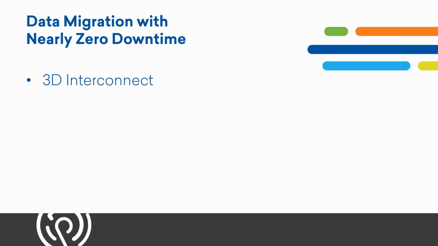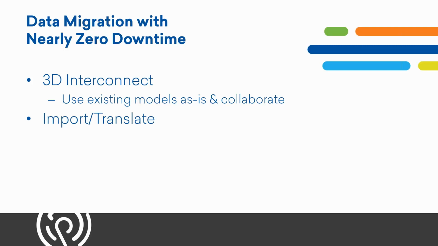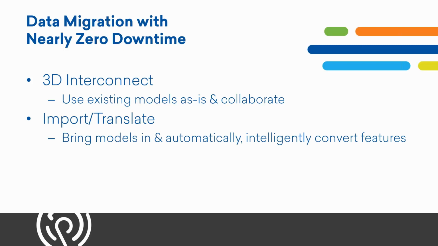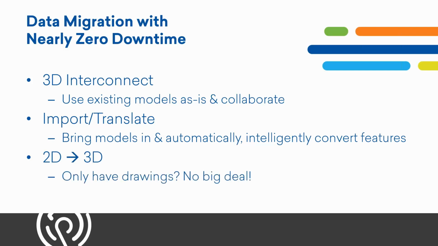I'm going to start by showing you 3D Interconnect, which was introduced into the software a couple of years ago. It allows us to use existing models as they are and even collaborate with third-party vendors, or I guess customers, that have these third-party tools. And then I'm going to show you how to import and translate files so we can bring models in and automatically and intelligently convert those features. And then the last thing I wanted to mention is if we do have 2D data, we only have drawings, it's not a big deal because we can bring that stuff into SOLIDWORKS as a sketch, and then we can extrude it and use that, and we're not having to start from scratch.